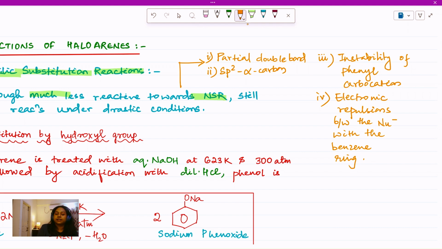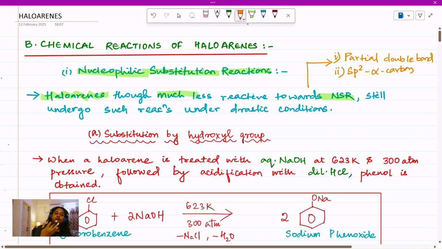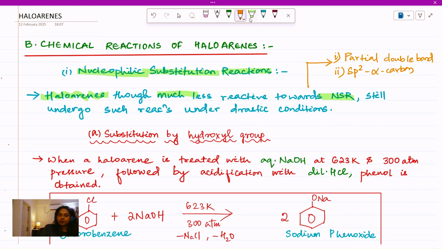Why are they important? This answers the question why haloarenes are slow to react towards nucleophilic substitution reactions in comparison to haloalkanes. So this is not a standalone thing. In comparison to haloalkanes, they're slow for nucleophilic substitution. Now, still, it happens under drastic conditions. We've already looked at what exactly drastic conditions mean.